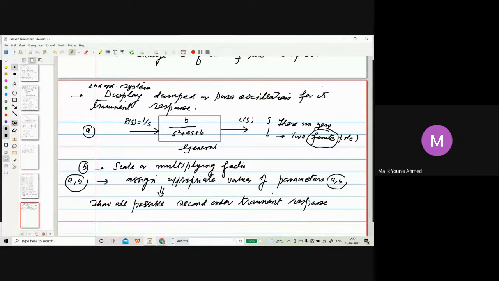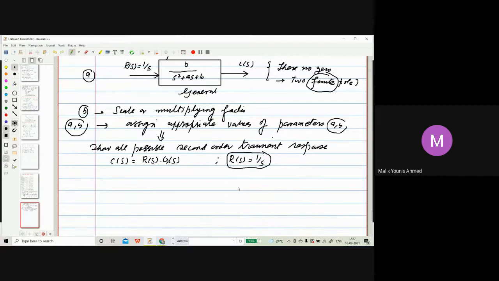That should be very, very clear. The unit step response we know can be found by using C of S equal to R of S into G of S, a formula we already know. That means transfer function multiplied by input. We'll consider the unit step here for the sake of simplicity, and then you can extend to all other inputs again.